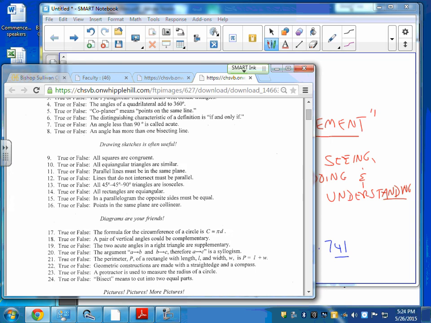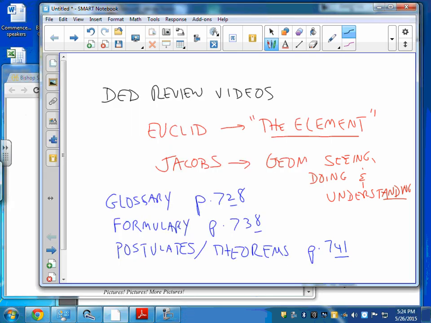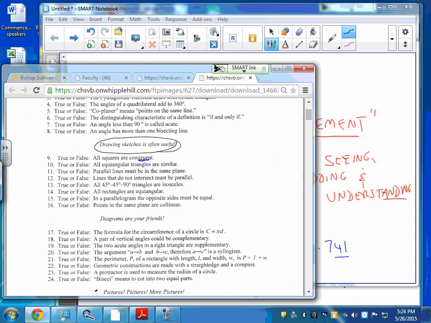Okay, all squares are congruent. Let me see if we can get the pen working here. All squares are congruent. Well, congruent means same shape, same size. Here are two squares that are certainly the same shape, but not the same size, so that would be false. By the way, all squares are similar. Similar simply means same shape, and they're all shaped the same. But congruent, so sad, that would be false.